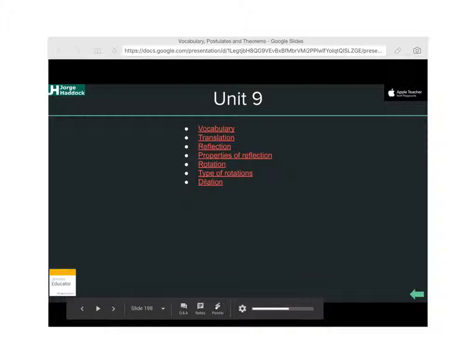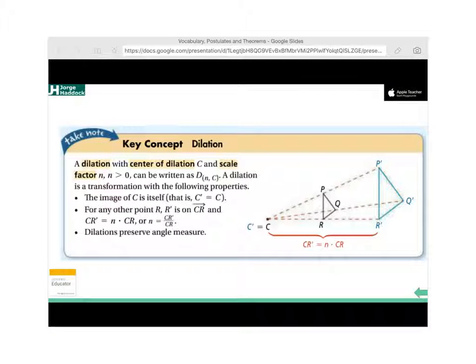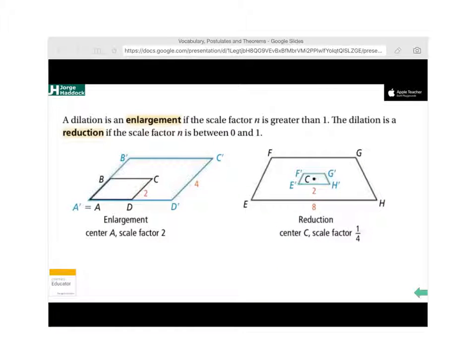So in this video, we're going to be working with another transformation. This one is dilations, right? So the dilation, we're going to enlarge or reduce the preimage. So if the scale factor is greater than 1, then it's an enlargement. So that means that we have the preimage right here, and we're going to enlarge this.